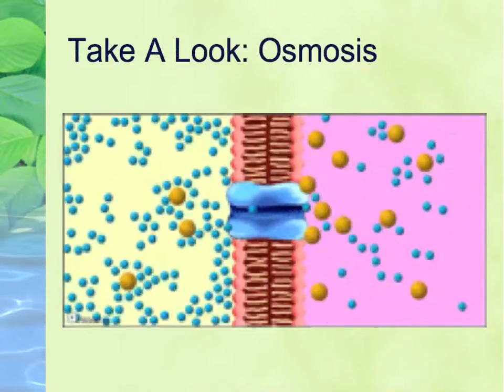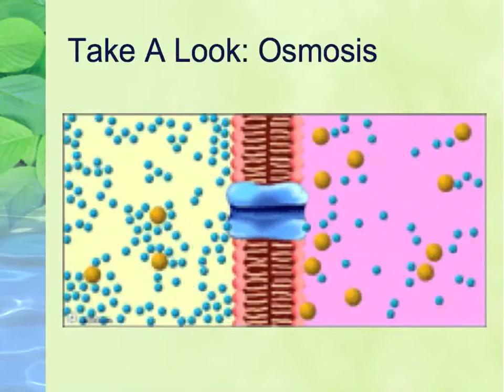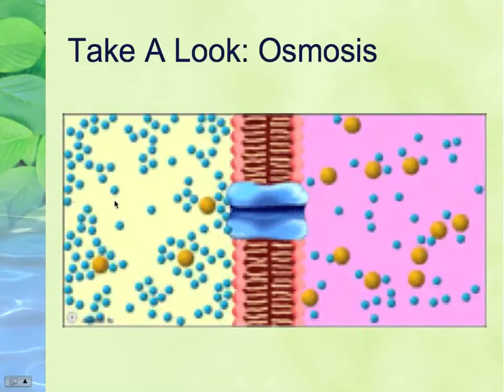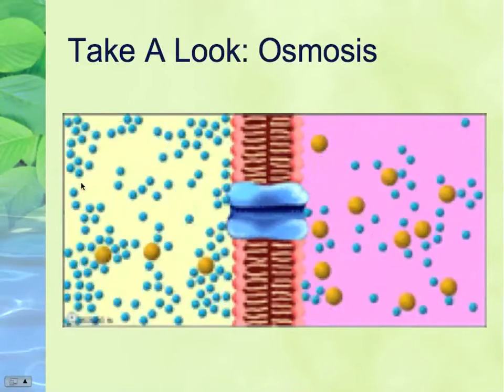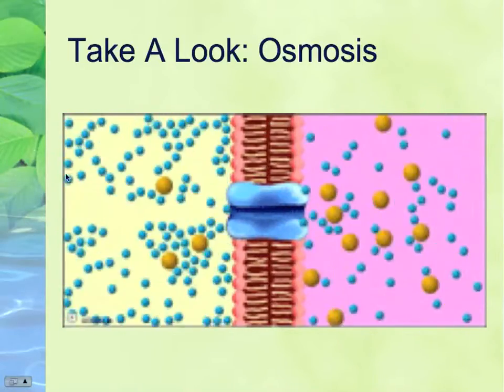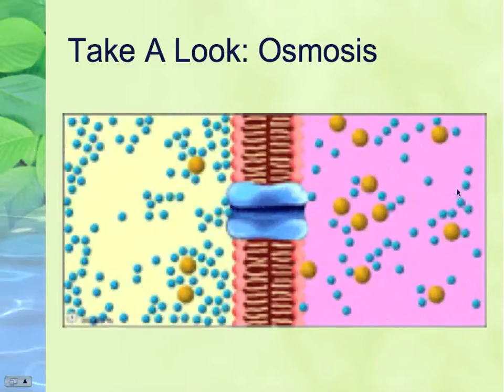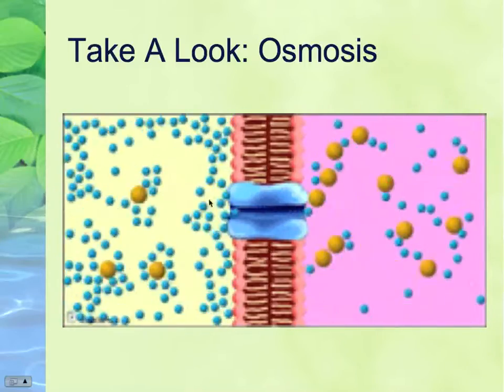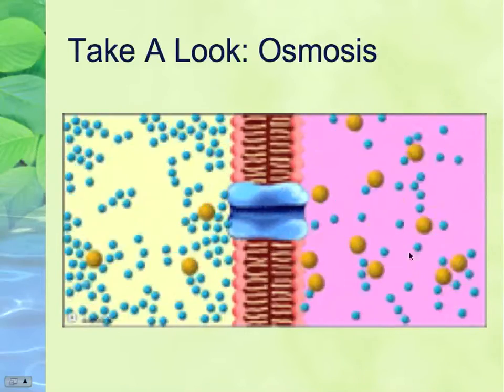So let's take a look at osmosis here. In osmosis, we have the water particles moving through the cell. Obviously, the blue particles, by the way, being water, are a higher concentration over here than they are over here. Okay, that is, they are higher concentration in the yellow part than they are in the pink part.